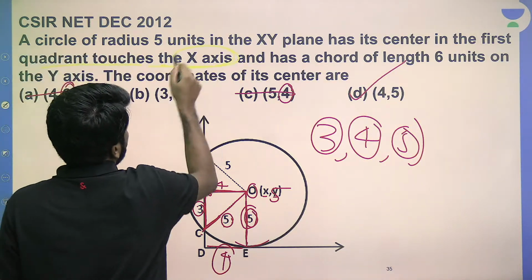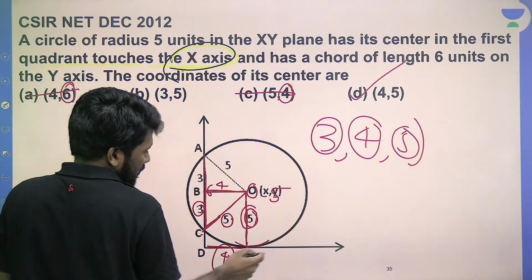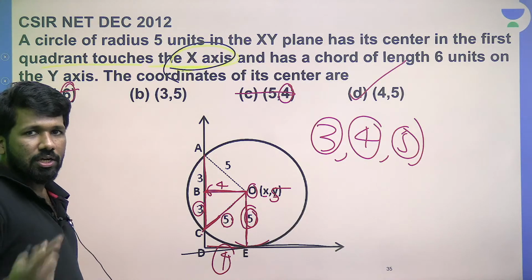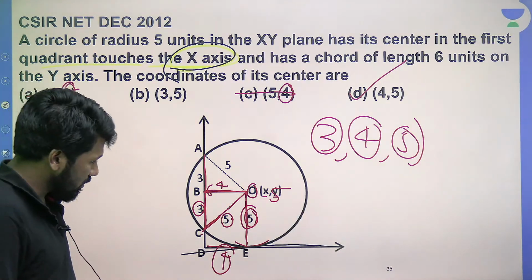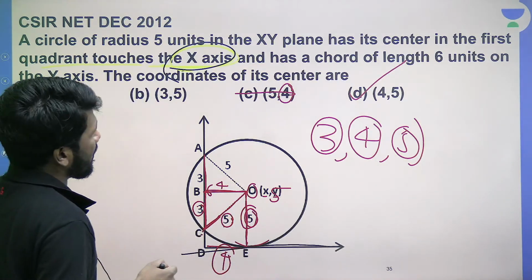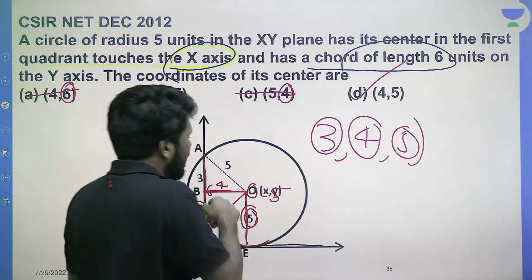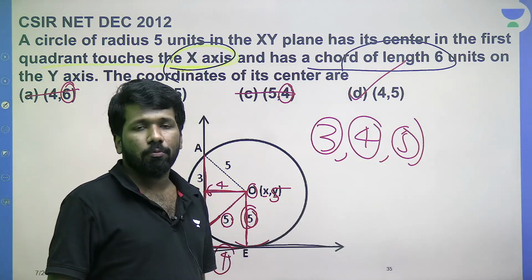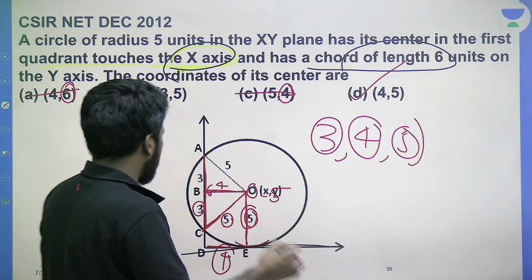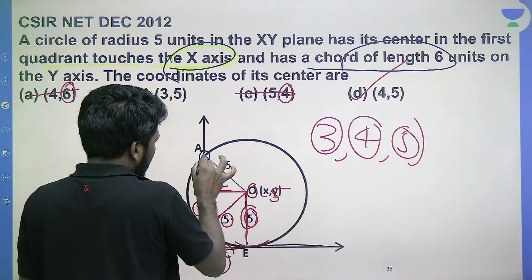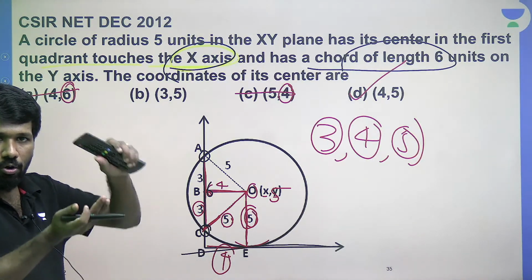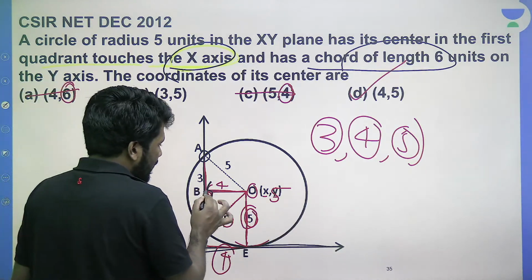So the circle should touch the x-axis like this. The x-axis should be tangential. Tangential means a tangent is a line drawn outside the circle touching the circle at exactly one point. So definitely this circle should touch the x-axis like this. But it does not touch the y-axis; on the y-axis it forms a chord. A chord is the line joining two points on the circumference. So if we join these 2 points, this value should be 6, and this chord should be part of the y-axis. That is how we know that the picture is like this.